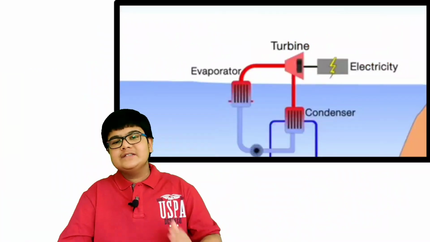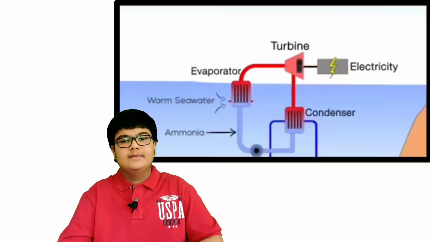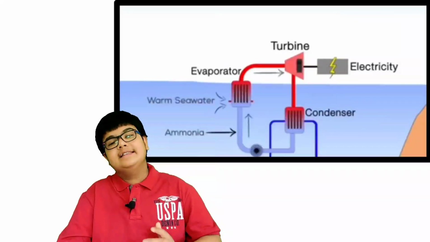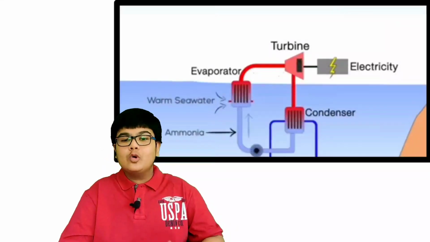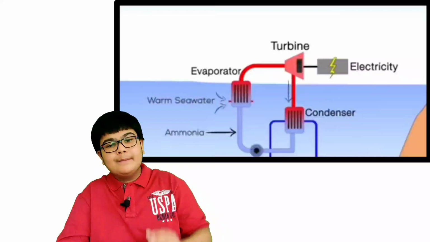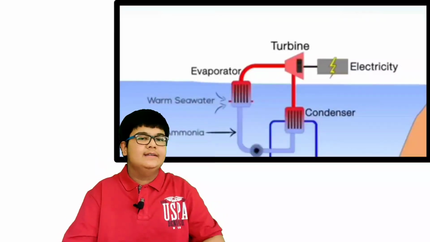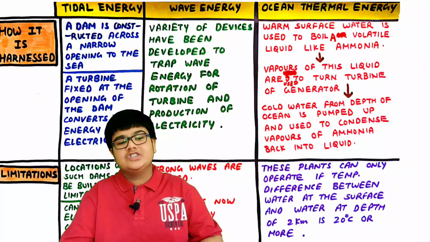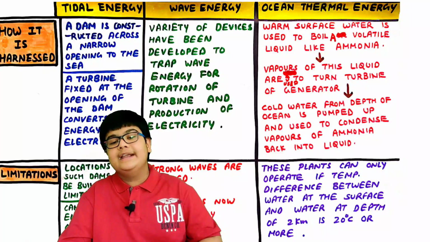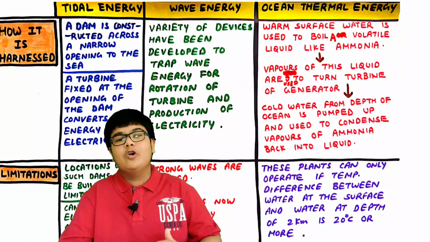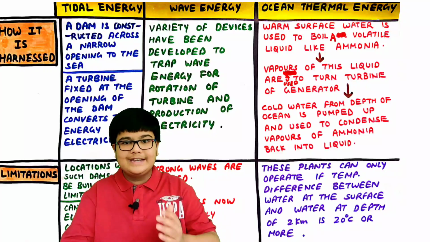The warm surface water is used to boil a volatile liquid like ammonia. The vapors of this ammonia are then used to turn the turbine of the generator. The cold water from the depth of the ocean is pumped up and used to condense the vapors of ammonia back into liquid. Now this ocean thermal energy has many limitations, such as these plants can only operate if the temperature difference between the water at the surface and the water at the depth is 20 Celsius or more.